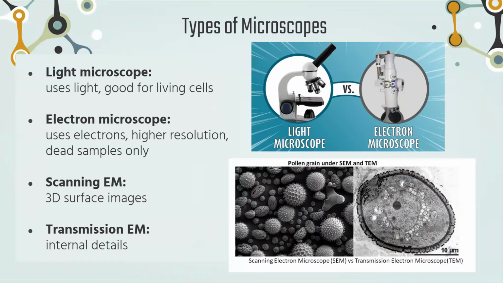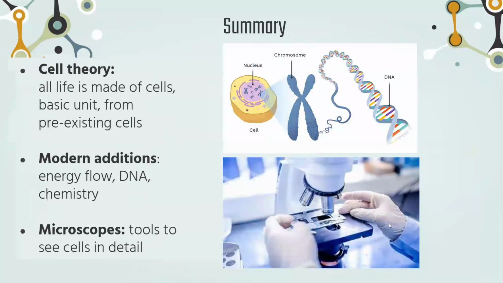There are two types of electron microscopes. The first is a scanning electron microscope, and these microscopes are very useful for creating 3D surface images like this one. But we also have another electron microscope called a transmission electron microscope, and they're useful for looking at internal details of a cell like this image.